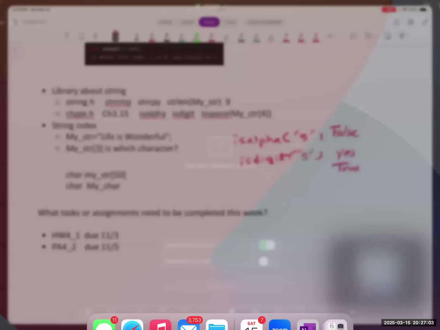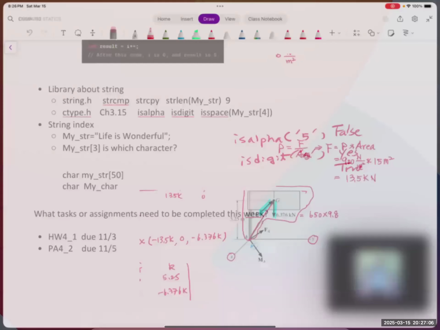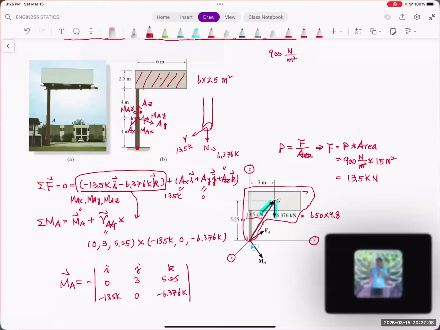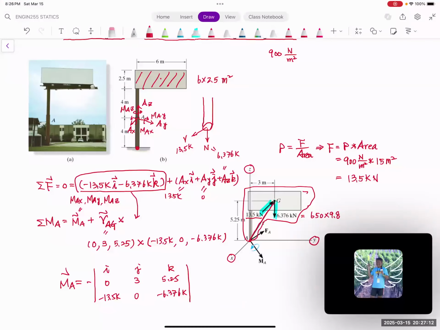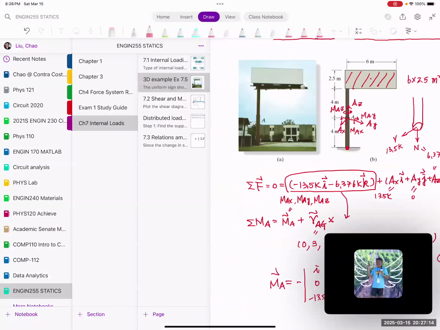All right, welcome back to Engineering 255. This is the third video of chapter 7. In this video, we're going to introduce an idea called the shear and moment diagram.